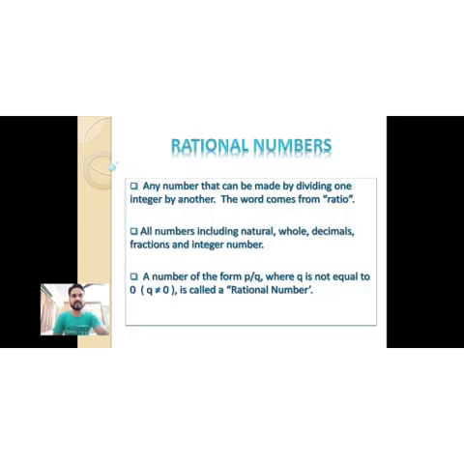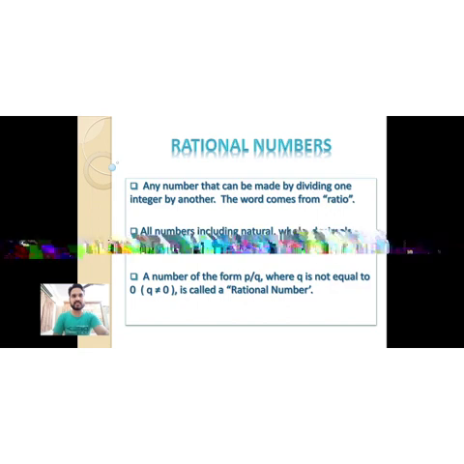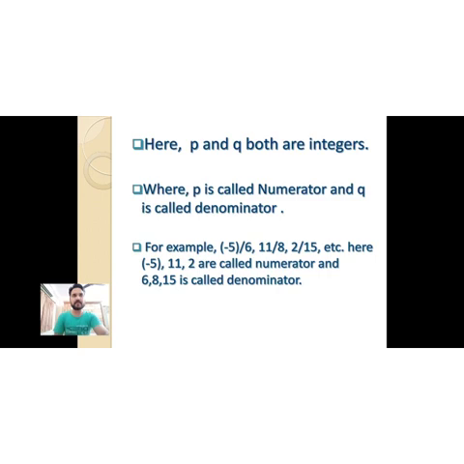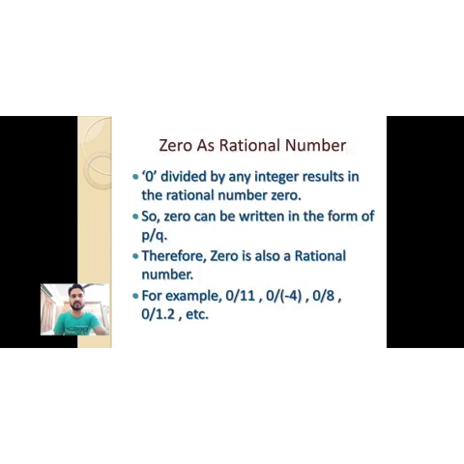So first is the rational number. Here is the rational number definition. A rational number is a number which is written as the ratio of two numbers, the numerator and the denominator. The numerator is p and the denominator is q, and both numbers may be whole numbers, natural numbers, or integers. Only one thing: q, the denominator, should not be equal to 0.